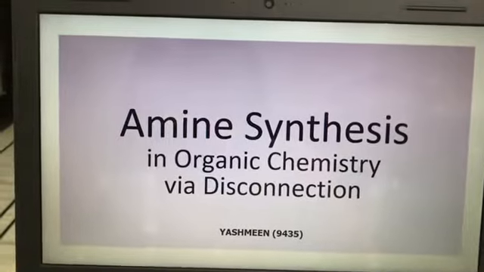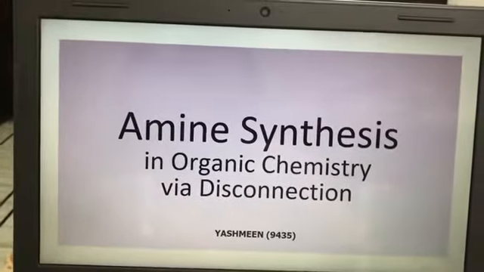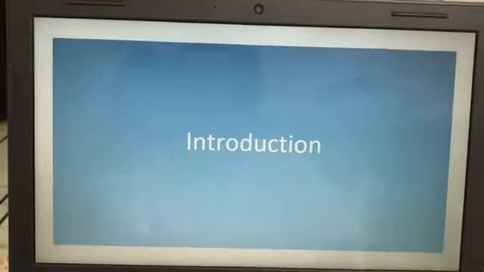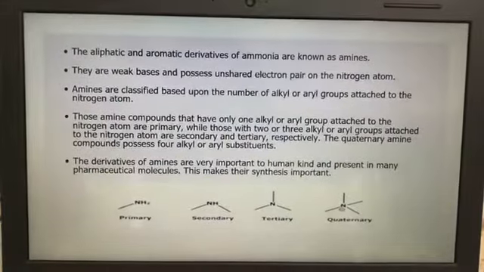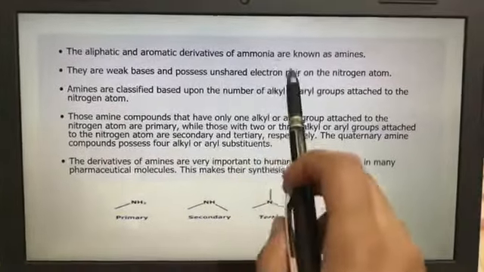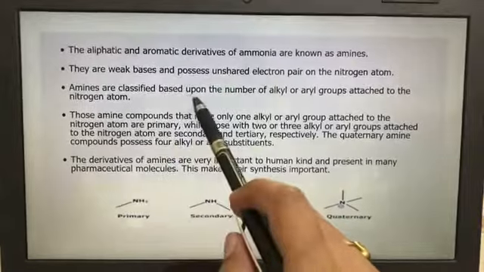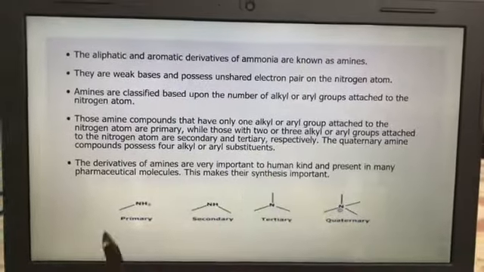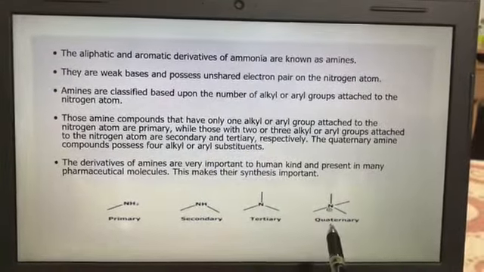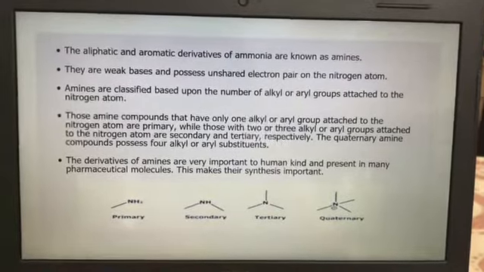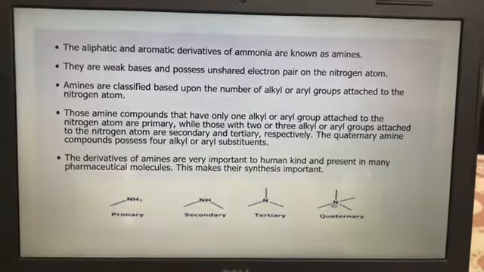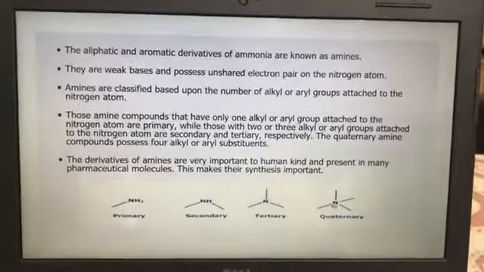We are going to study amine synthesis and the disconnection approach. Firstly, what are amines? Amines are derivatives of ammonia. They can be aliphatic or aromatic, and they are divided into primary, secondary, tertiary, and quaternary based on how many alkyl or aryl groups are bonded to them.